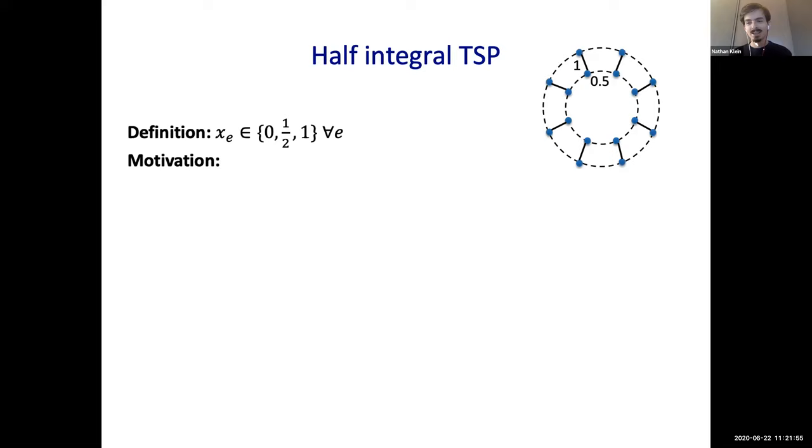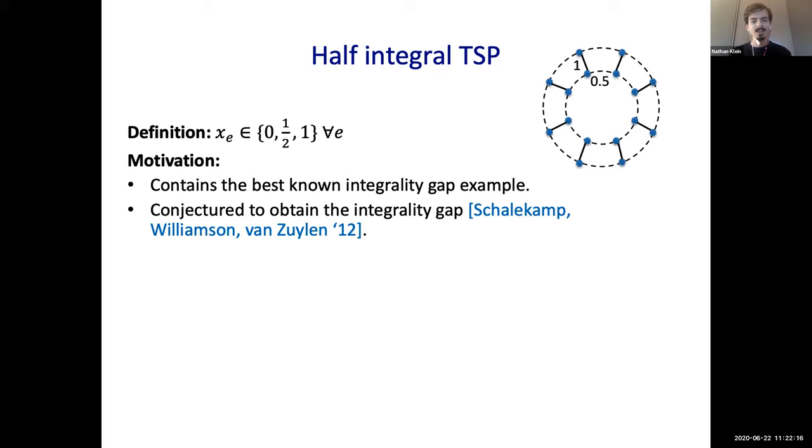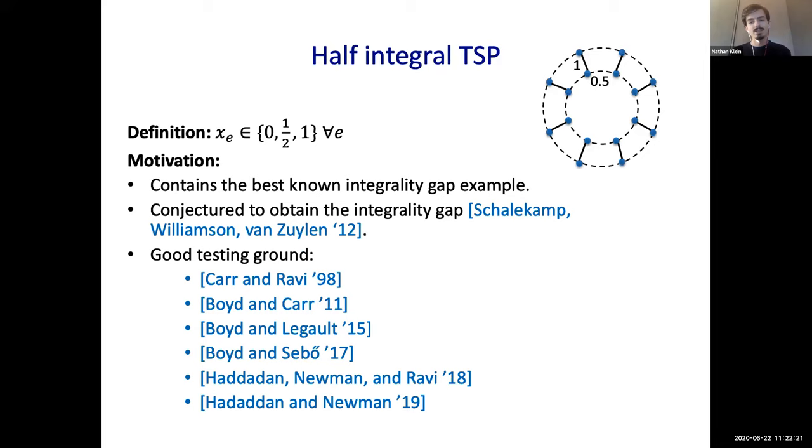First, the best known integrality gap example is actually half integral. Second, Schalekamp, Williamson, and van Zuylen conjecture that half integral instances attain this integrality gap. And finally, it's a good testing ground to sharpen our methods. It offers a pretty simple structure, but until now has resisted attempts to improve upon 3/2.